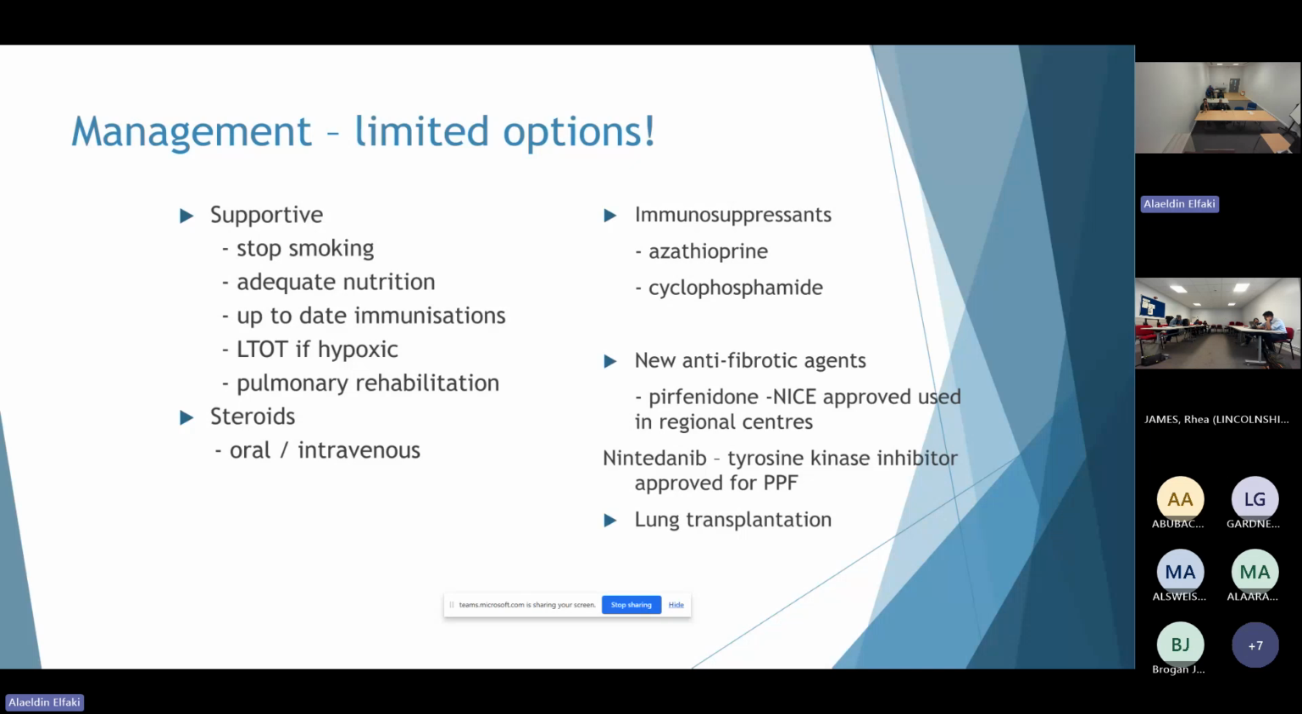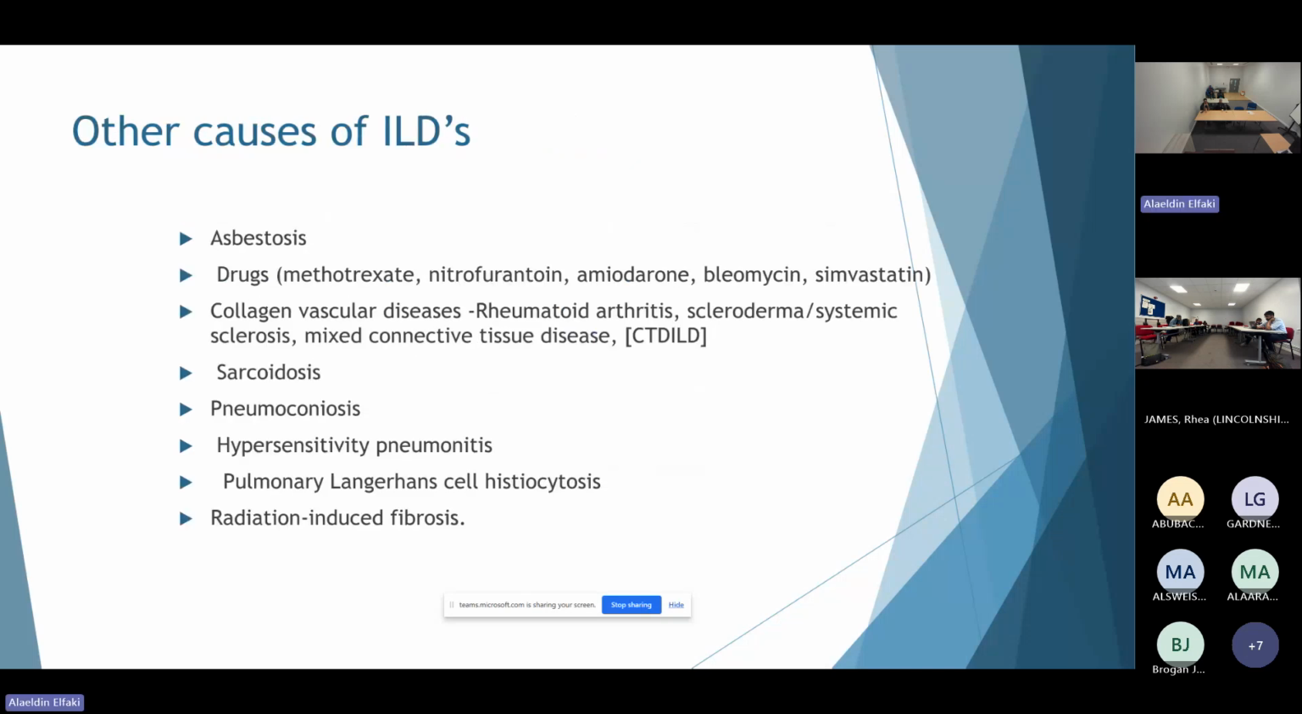Pirfenidone and nintedanib are the two drugs that have been licensed for progressive lung fibrosis, UIP pattern, or any progressive pulmonary fibrosis. You need to refer the patient to the ILD MDT before getting approval for that. Lung transplantation, if the patient is a candidate. These are just a reminder of the other causes of ILDs which we go through: asbestos, sarcoid, for example, pneumoconiosis, HP.